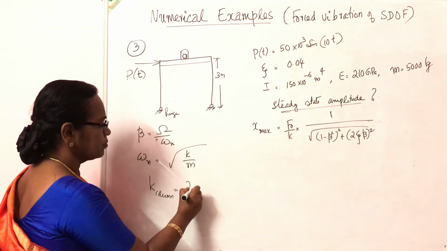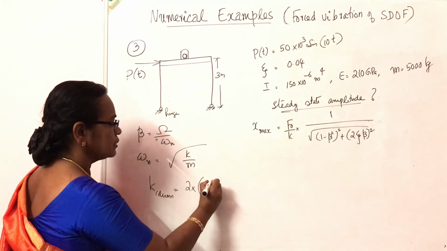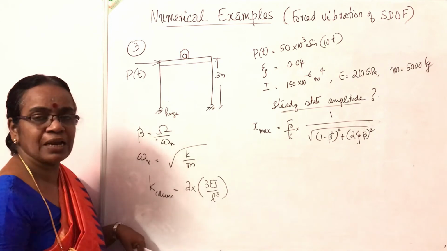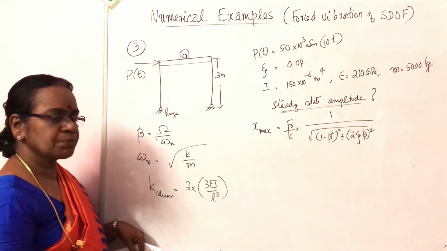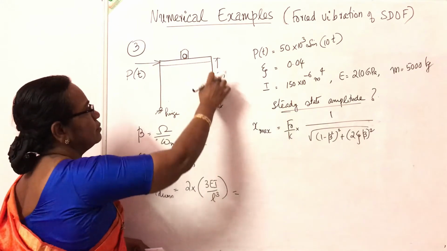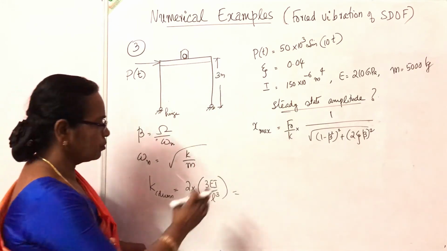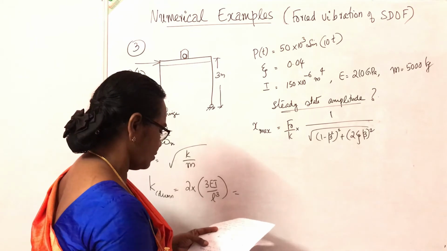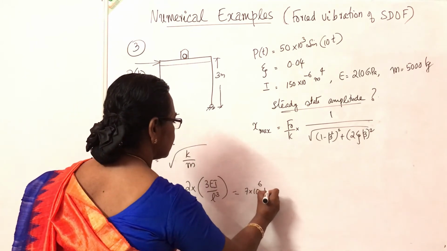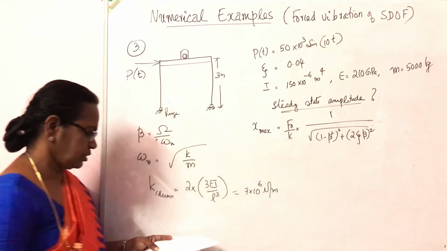There are 2 columns. For one column, it is 3EI by L cube. If the bottom is fixed, it will be 12EI by L cube. Since the bottom is hinged, it is 3EI by L cube. So EI and length, everything is given. Substituting the values, you will get the stiffness as 7 into 10 raised to 6 Newton per meter.